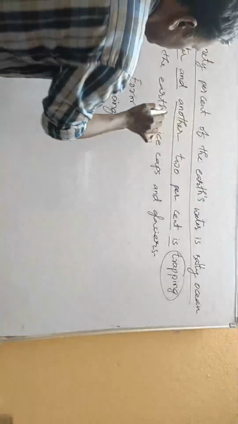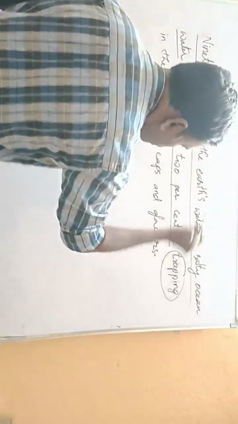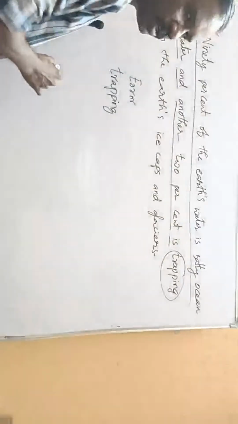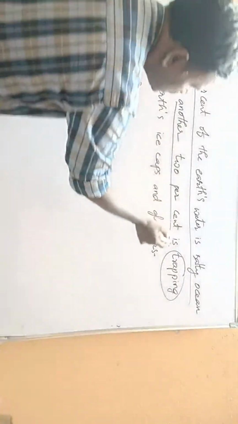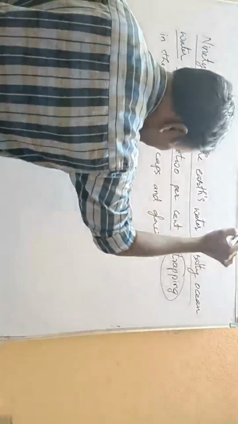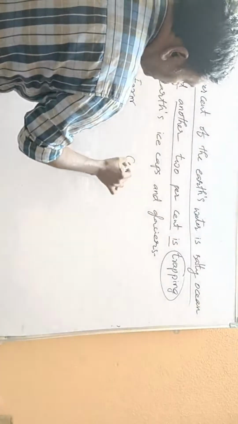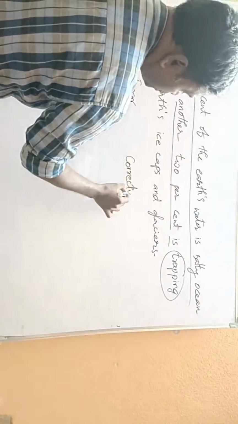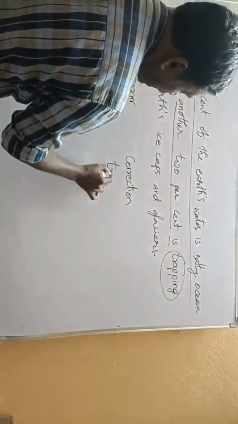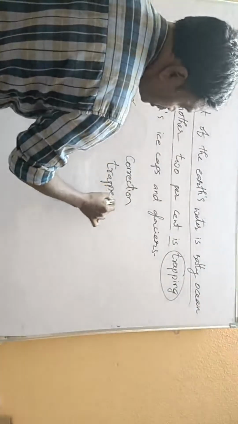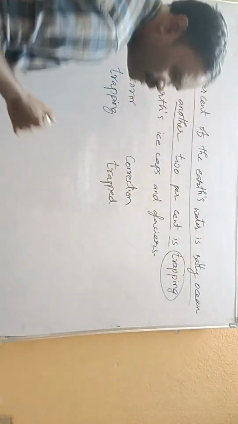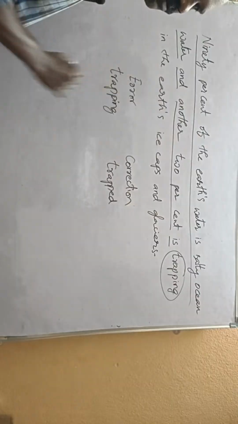Why is it wrong? It's not a sentence in continuous form, in progressive tense. Another 2% of water is trapped. This is in passive voice. Trapping is wrong. That means error. Correction is trapping to trapped. Whenever there is passive form, V3 is the verb we have to use instead of V4.